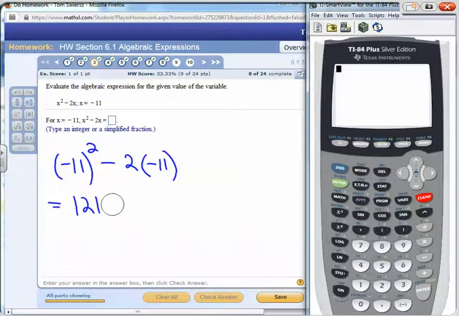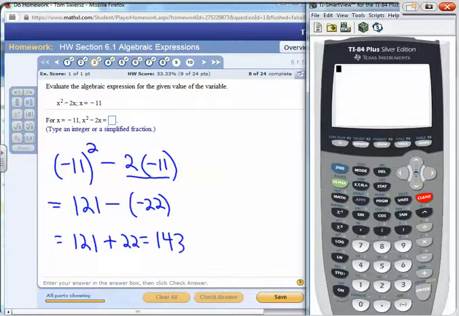Then 121 minus, be careful, almost made a mistake, 2 times -11 is -22. So then it would really be 121 minus a negative, which is plus a positive. So we add them together, and we get 143.